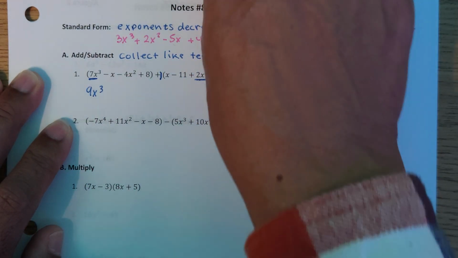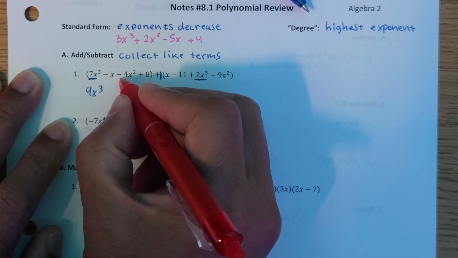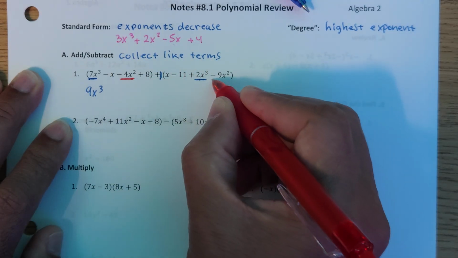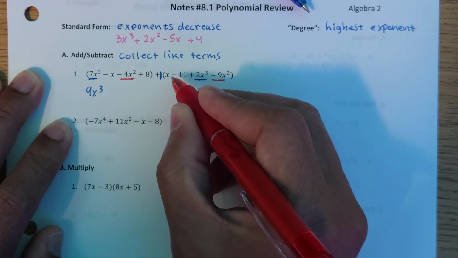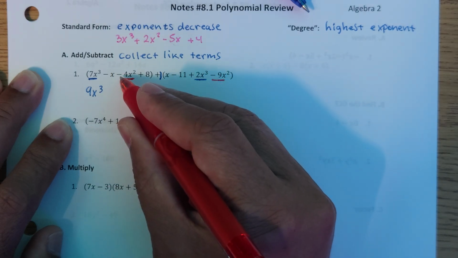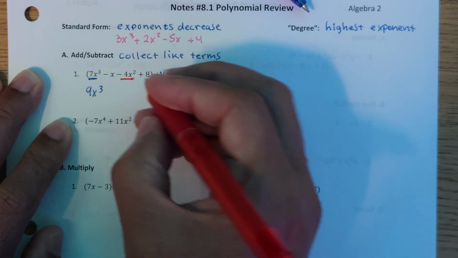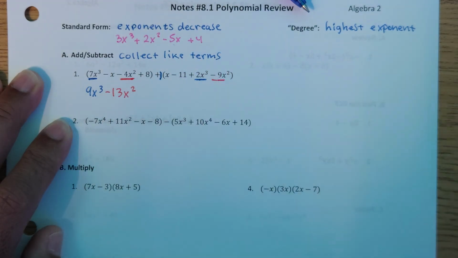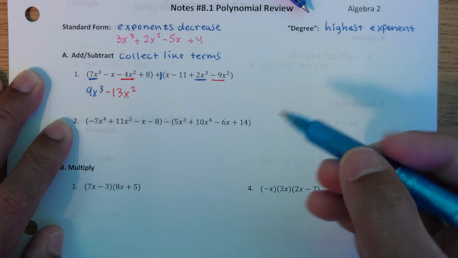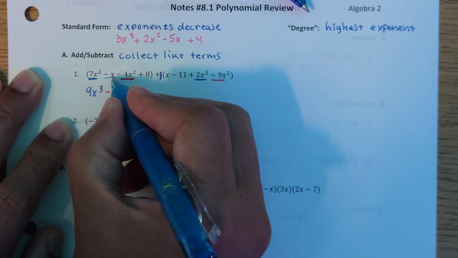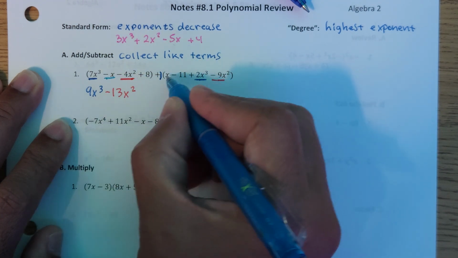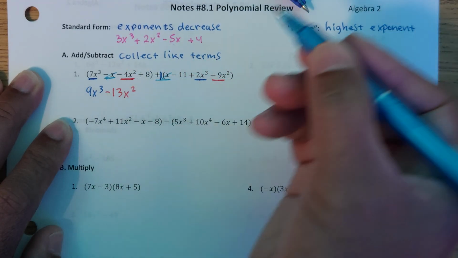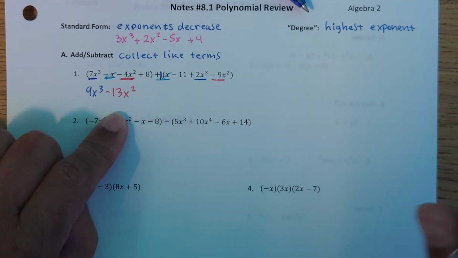Then I'm going to look at the squares or quadratics. I have negative 4x squared here, and I have negative 9x squared. Notice they're both negative, so I'm going to combine them together. So negative 4 minus 9, that's negative 13x squared. And then next, I'm going to look at the first power. So this is negative x, and this is positive 1x. So then the x's cancel, so we have no x to the first term.